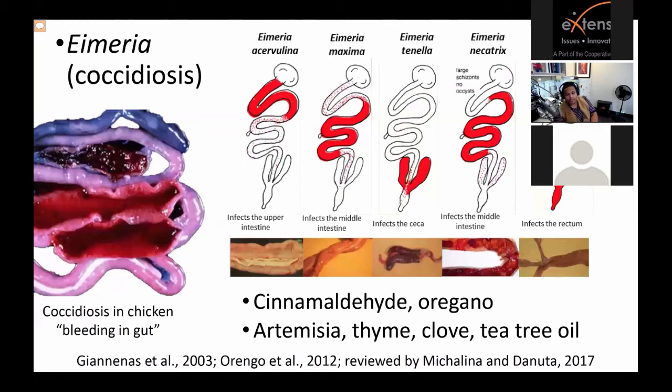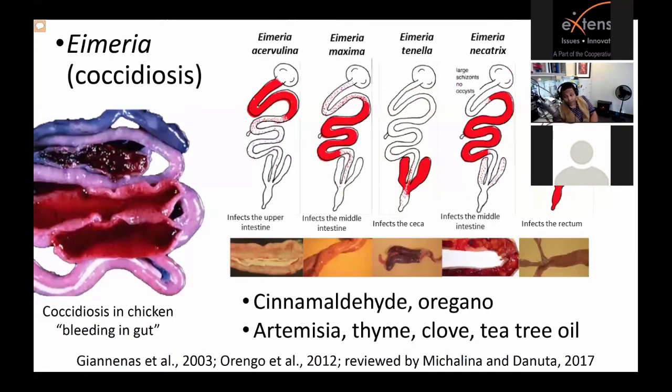I took that as a review article as well to indicate that cinnamaldehyde and oregano were tested against Eimeria acervulina and Eimeria tenella. When cinnamaldehyde was supplemented through feed against Eimeria acervulina, which causes the upper intestinal problems, especially the diarrhea with upper intestinal tract infections, they found that the gross lesion scores in the intestinal mucosa were reduced, and it also caused a reduction in oocyst shedding between 5 and 9 days post-infection.